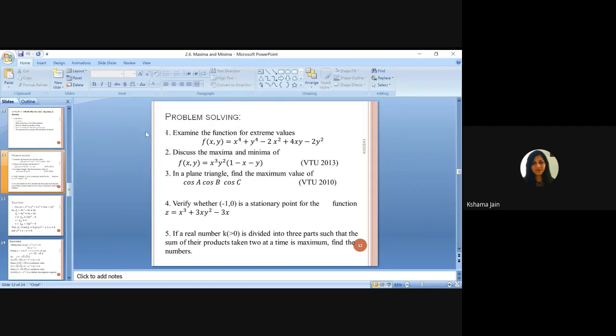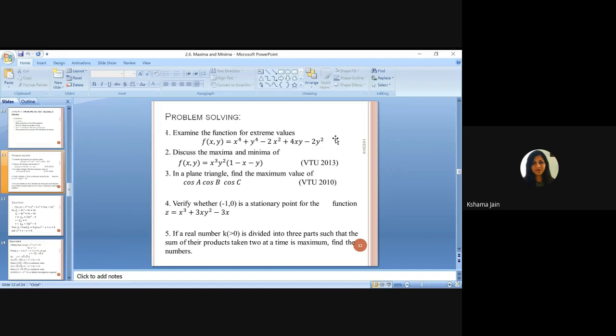Suppose this is the first question this year: f(x, y) means a function depending on x and y, more than one variable. f(x, y) = x^4 + y^4 - 2x^2 + 4xy - 2y^2. So here the independent variables are x and y. This function can be differentiated with respect to x as well as with respect to y partially.